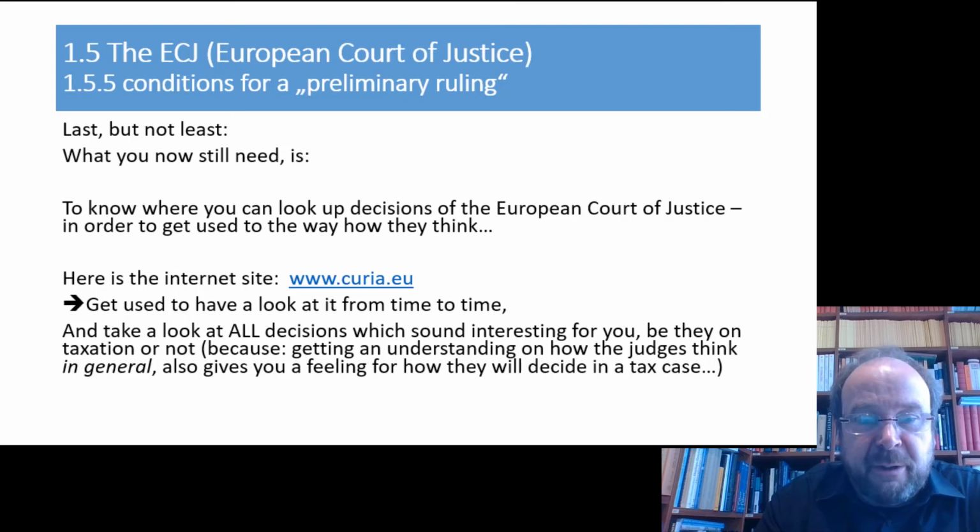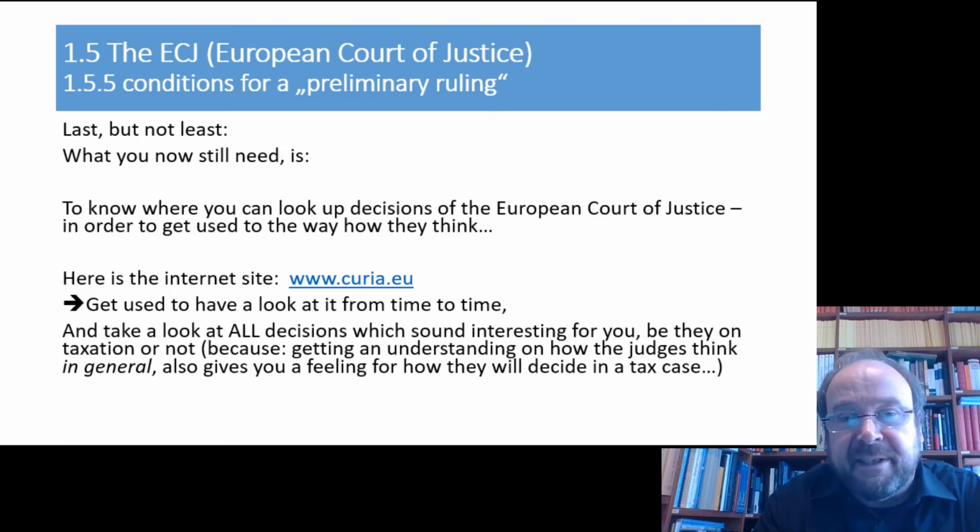And so what you need now is just the internet site address of the European Court of Justice. That is curia, Latin for court, .eu, and you should, under all circumstances, get used to having a look at that internet site from time to time. Take a look at it and have a look at all decisions which, under one aspect or other, are interesting for you. Because if you get an understanding of how the judges think in general, then you also get a feeling for how they will decide on tax matters.